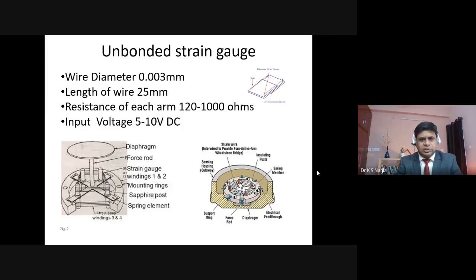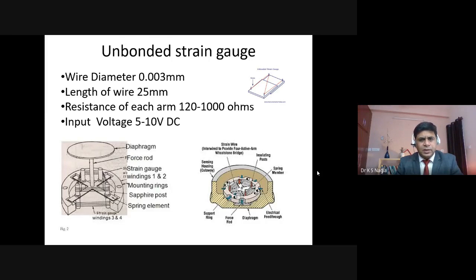So let's see the construction of the unbonded type of strain gauge. The unbonded type of strain gauge is very simple, and in that case the wire is generally wrapped over the mounting rings. The mounting ring is connected with the supports, and these supports are wrapped with the wire, and the mounting ring is further connected with the fire post, and the fire post is connected with the diaphragm. If you place any force or pressure over the diaphragm, the links which are considered as fire posts either come closer or extend. So ultimately the length of the wire is changing, and with the change in the wire length, the resistance R is changing.